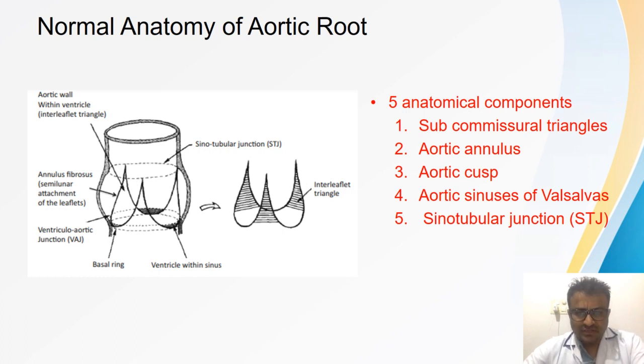The sinotubular junction: the distal part of the sinuses towards the ascending aorta, together with the 3 commissures, forms a tubular structure, also called the sinotubular junction. The sinotubular junction separates the aortic root from the ascending aorta. Dilatation of the sinotubular junction can lead to aortic insufficiency. In our case, acute aortic dissection, this is very important because dilatation of the sinuses of Valsalva and the sinotubular junction leads to aortic insufficiency.